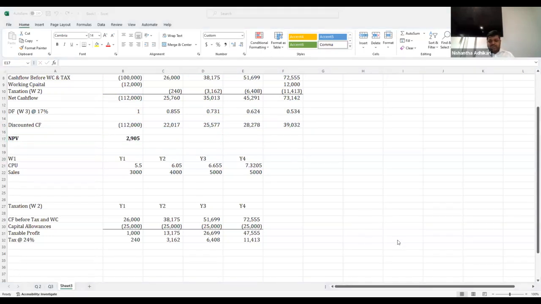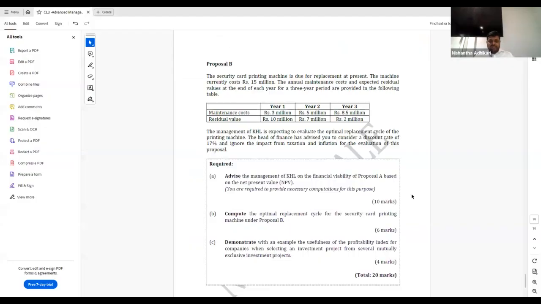First, they asked to work out the NPV of proposal one, 10 marks. Right. Look at the requirement. If you work it out, now you will receive the information. Now next one, look at the next part of the question. This is the answer.